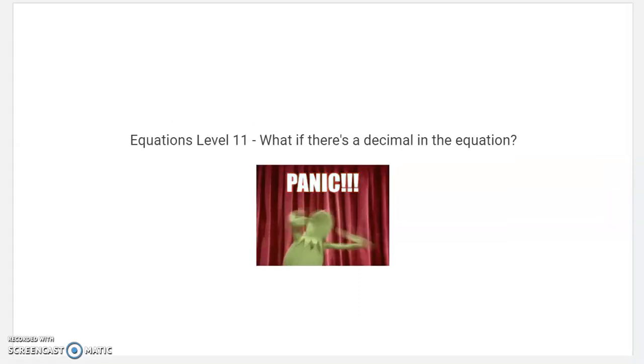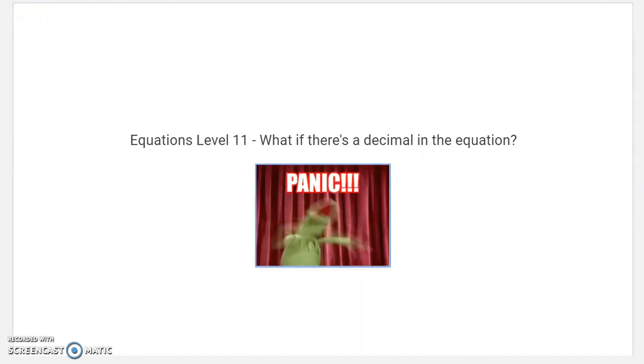Level 11? What if there's a decimal in the equation? I know what you're probably going to do, and I have a picture of it there. Go ahead and make this the title on the next page in your math notebook. When you have done that, stop panicking, close your notebook, concentrate. I promise it'll be okay.